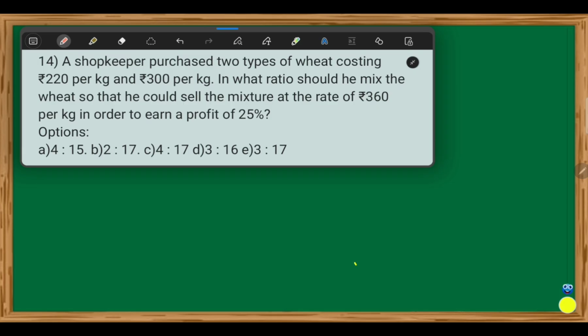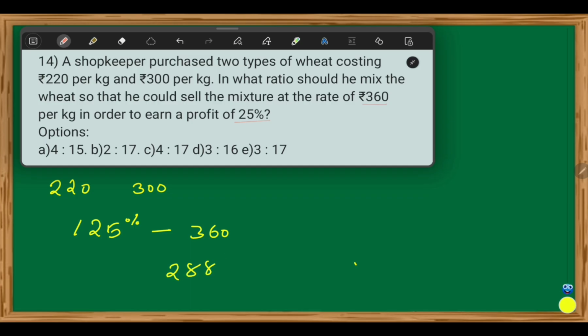Okay, let's solve this question using a shortcut method. The cost price of the two types of wheat are 220 per kg and 300 per kg. The mixture is sold at 360 per kg at a profit of 25%. So, our first step is to find the cost price of the mixture. The cost price of the mixture's 125% is 360. Therefore, the cost price is 288.